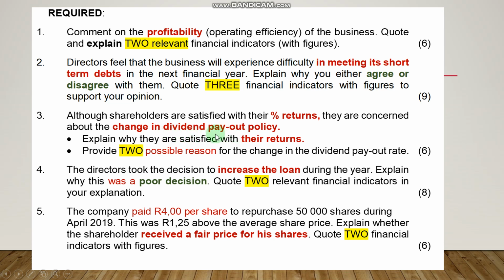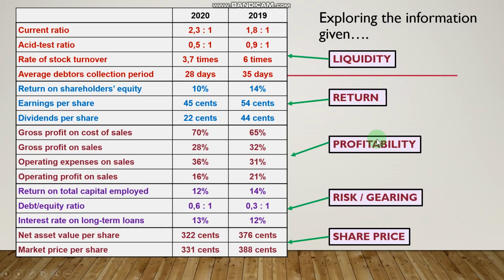So here I have a question on the dividend payout rate, and I also have a question on 2 bullets. The first one asks me why they are satisfied with the returns, and the other one, the reasons for the change in the dividend payout rate. So there I need to go to my return ratios, and that would take me to these ones here.